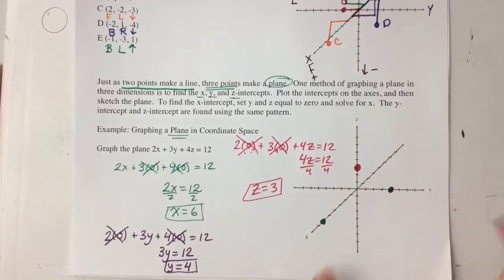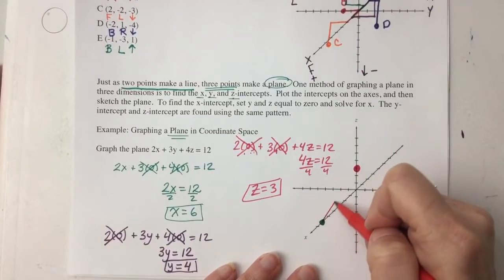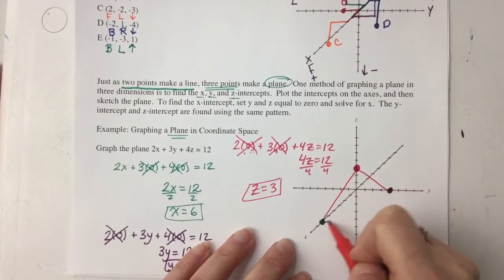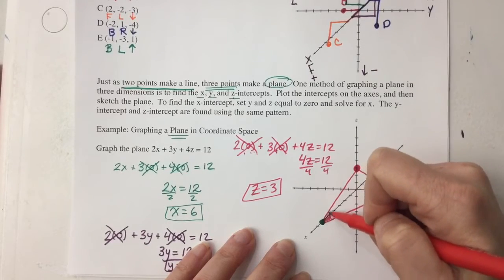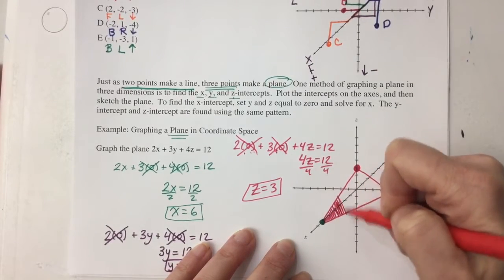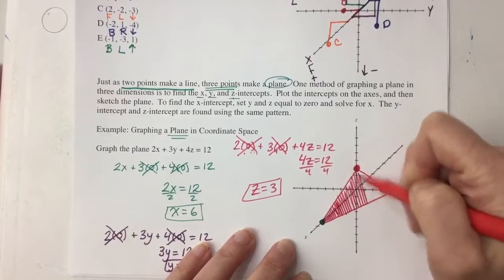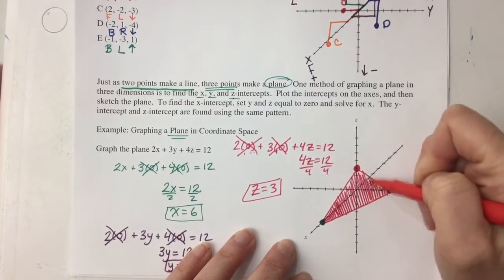Now those 3 points form a plane. So you go ahead and connect them, and you show that this is a 3-dimensional figure by shading, and now you just graph the plane.